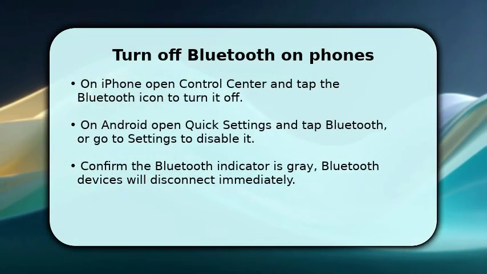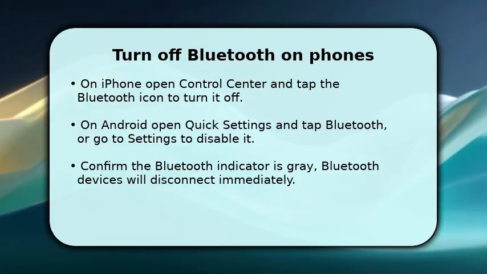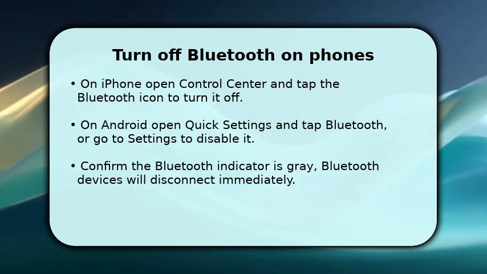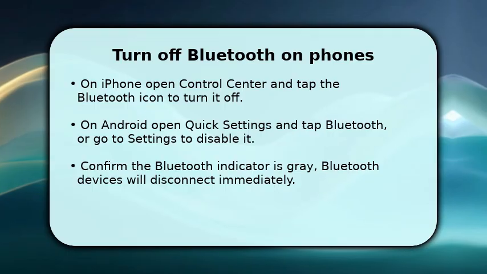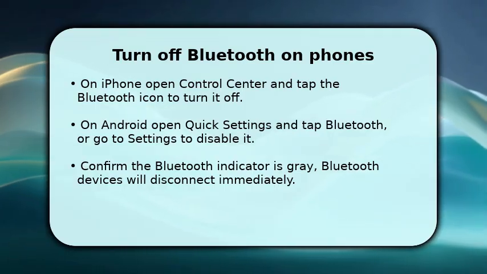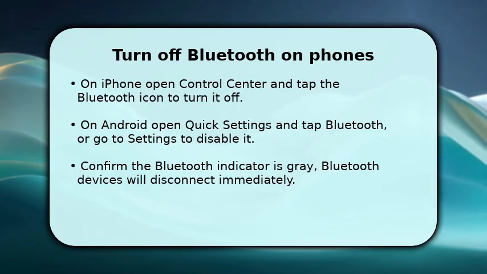On iPhone, swipe down from the top right corner to open Control Center. Tap the Bluetooth icon once. The icon turns gray and disconnects devices. For a full disable, open settings, select Bluetooth and toggle it completely off.